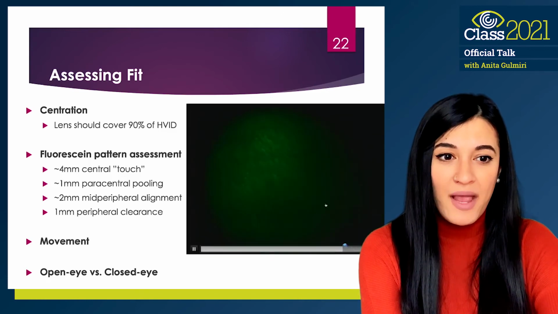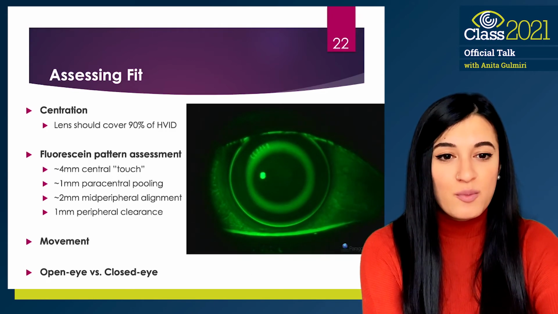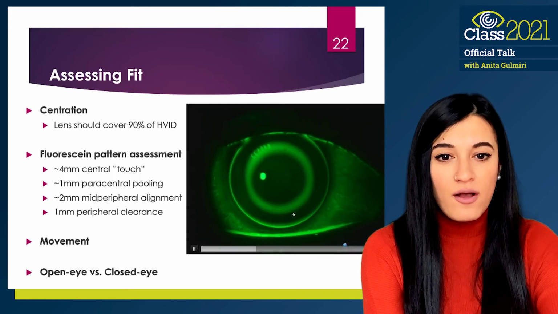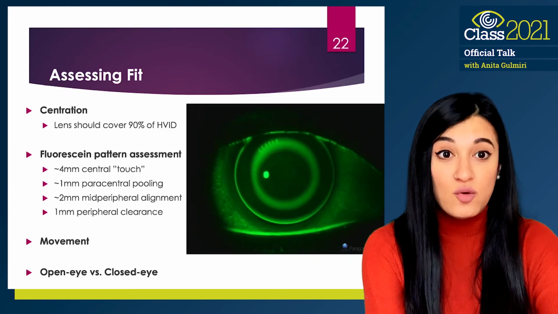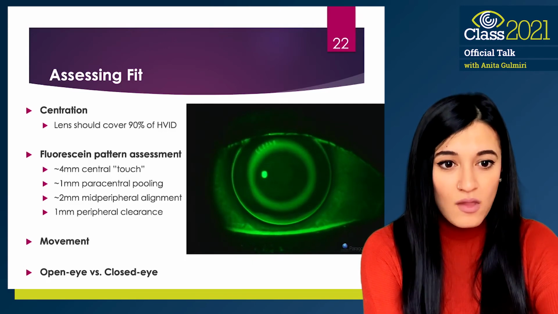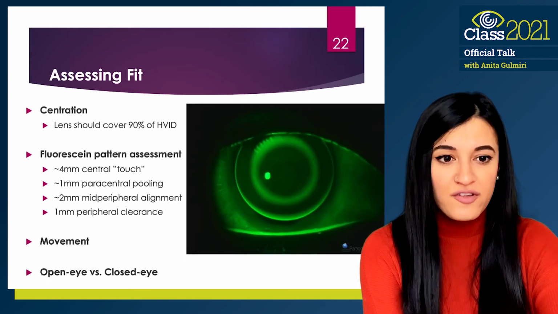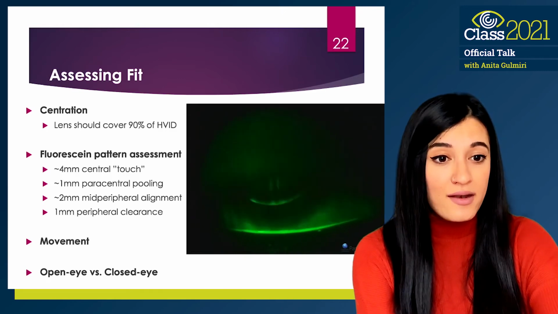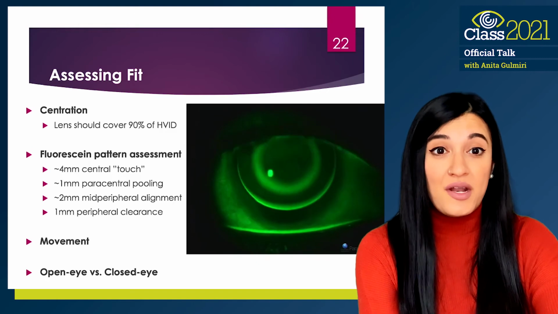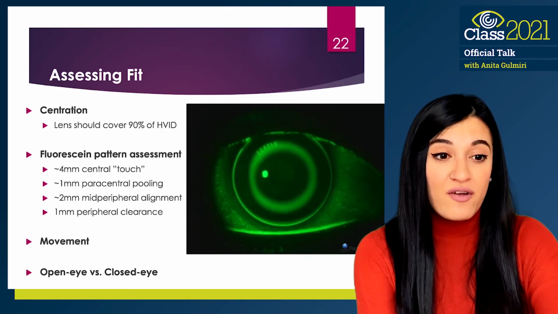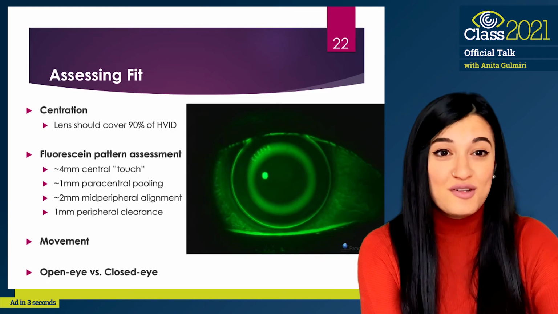Then you should be seeing this paracentral area in the reverse curve of pooling, and that zone will be about 1 to 2 millimeters wide. Right after the paracentral pooling, you'll have this mid-peripheral area of touch, or mid-peripheral alignment. And then lastly, you'll have a very thin, narrow band of clearance at the periphery, or at the edge, for the edge lift. When you're evaluating the fit of the lens in an open eye condition, it's important to remember that this isn't really what the lens is situated like in a closed eye environment. The only real way for us to get an understanding of what the lens looks like in a closed eye environment is to see the corneal topography.